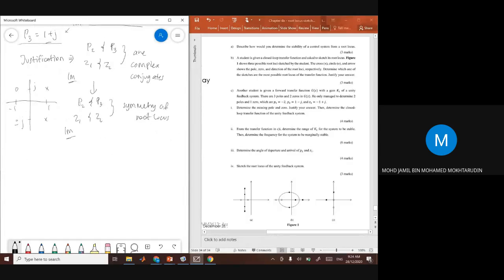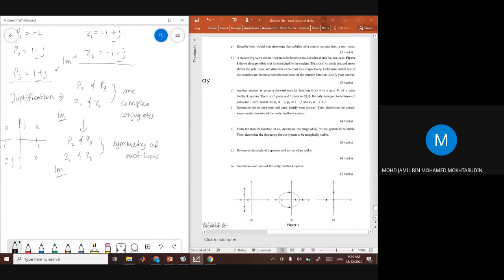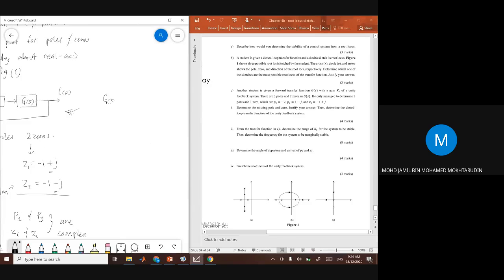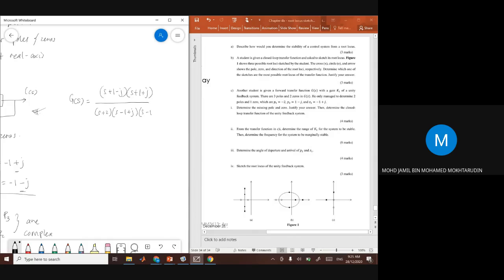And then determine the closed loop transfer function of the unity feedback system. So firstly determine G(s). So G(s) is (s plus 1 minus j)(s plus 1 plus j) divided by (s plus 2)(s minus 1 plus j)(s minus 1 minus j). Okay, expand.